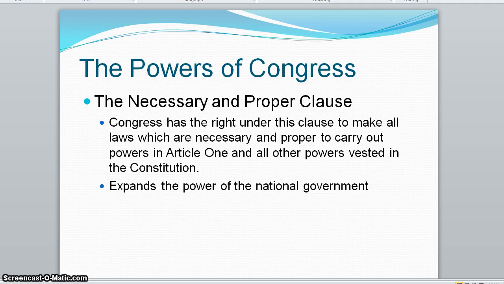Under the Necessary and Proper Clause, Congress has the right to make all laws which are necessary and proper to carry out powers in Article 1 and all other powers vested in the Constitution. Its vague wording has greatly expanded the powers of Congress and therefore the national government.